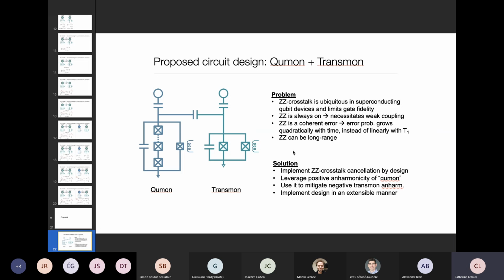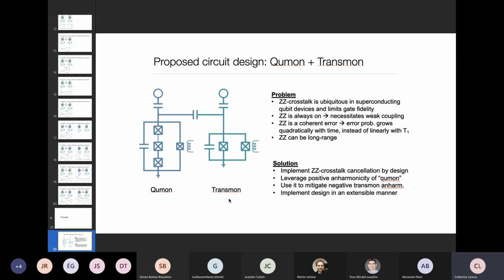All right, so again, here the problem was that we have this ZZ crosstalk we mentioned earlier. It's there in all kinds of superconducting circuits, and it really limits the gate fidelity. It's really an always-on interaction, so we really need to decrease it. And normally, to be able to decrease it below some tolerance value, we need a very weak coupling, which is a problem because to have fast two-qubit gates, we need a stronger coupling. And the reason we need faster gates, of course, is because we are coherence limited in our simulations. The ZZ interaction can also be long range in your processor, so it's not just a nearest neighbor thing.